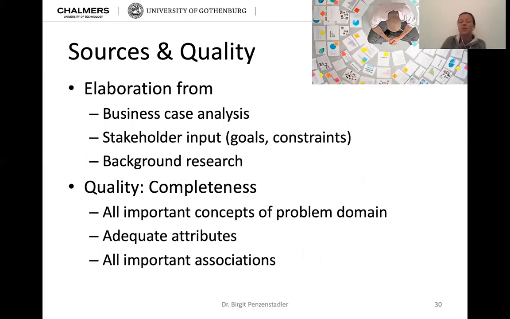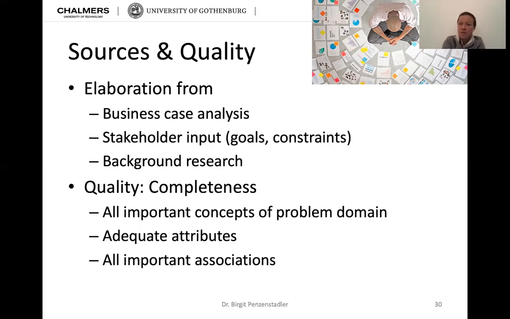And then just another word on sources and quality. So where do we get that info from? We're going to elaborate that from business case analysis, if we have one. That's not part of this course, so that is something that you will see later in companies and that you maybe get an insight to in another course. But at the end of a business case analysis, that's pretty much the high level requirements before you ever really talk about a software system.